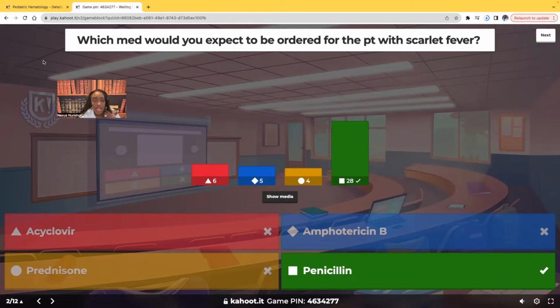Now let's look at these wrong answer choices. Acyclovir, that VIR stands for what? Virus. This is an antiviral agent. Scarlet fever, what kills it? Antibiotics, okay? So not antivirals. Amphotericin B, what's that? That's an antifungal agent. Prednisone, that's a type of steroid. That's what? An anti-inflammatory agent. So for scarlet fever, we expect an antibiotic to be prescribed. And again, if the patient is allergic to penicillin, you expect something like erythromycin to be ordered.